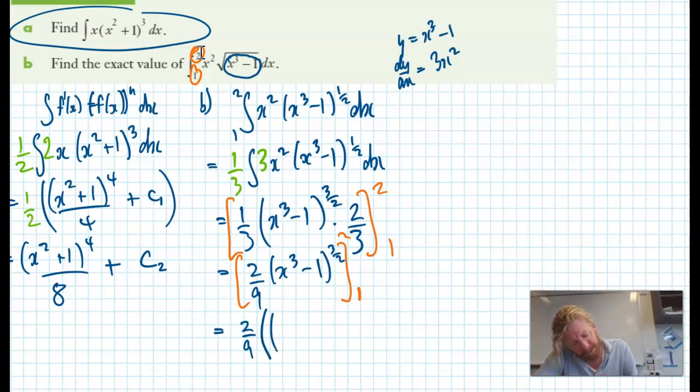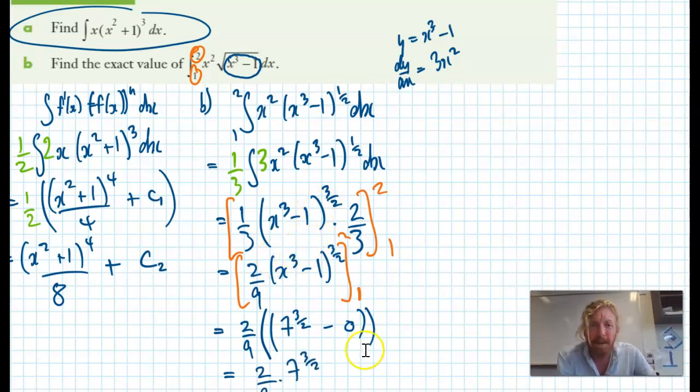These double brackets here, 2/9, so I'm just left with subbing the 2 in. I get, well, 2 cubed is 8 minus 1, which is 7. Seven to the 3 over 2. And then if I put the 1 in, I just get 0 minus 0. And then we get 2 over 9 by 7 to the 3 over 2, which is not very nice at all.